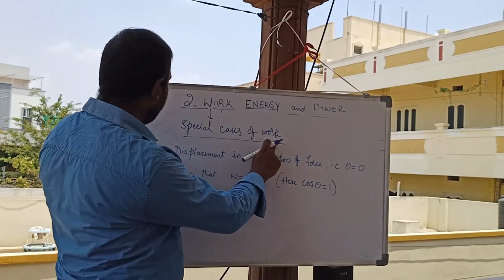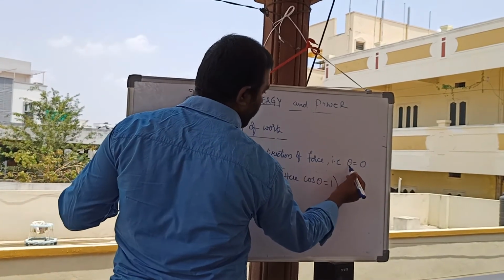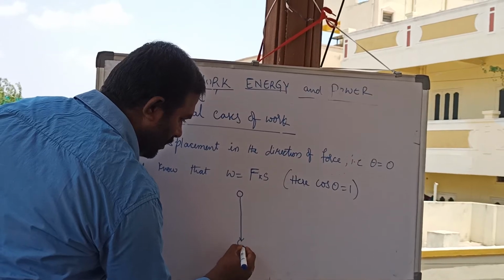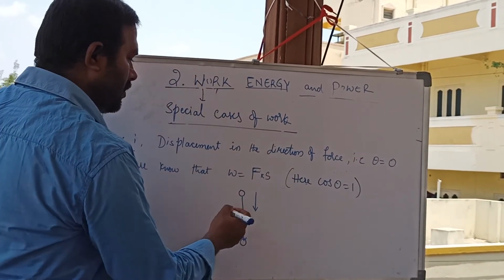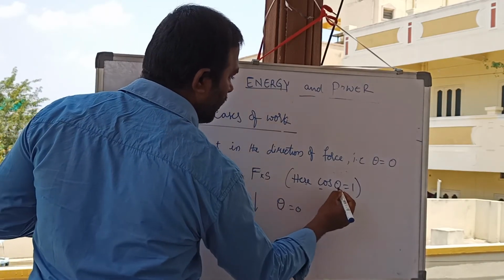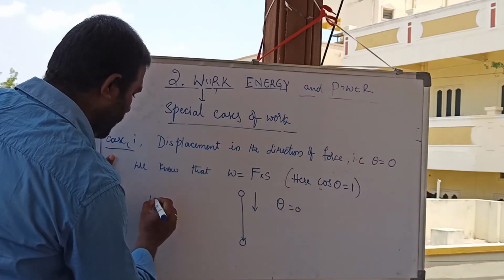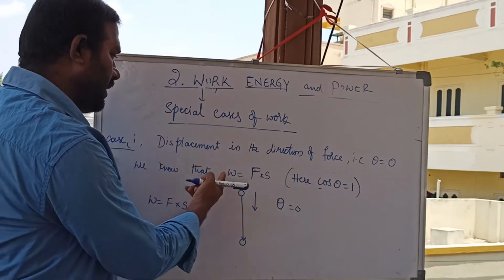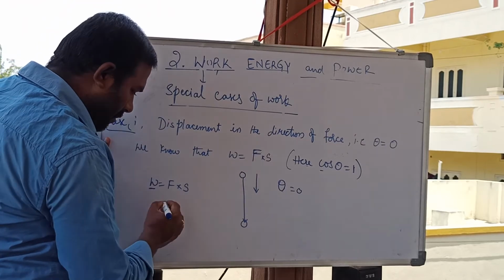Special cases of work. Case 1: displacement in the direction of force. Suppose a ball is falling down. Here the direction is along the displacement, so theta is equal to 0, the angle is 0. Therefore cos 0, you know that cos 0 is equal to 1. Therefore W is equal to F into S, force and displacement we can keep, and we can find out how much work is done. But it is in the form of gravity.